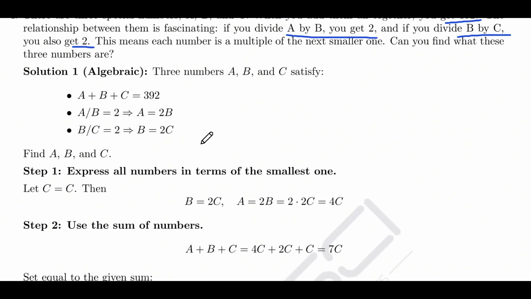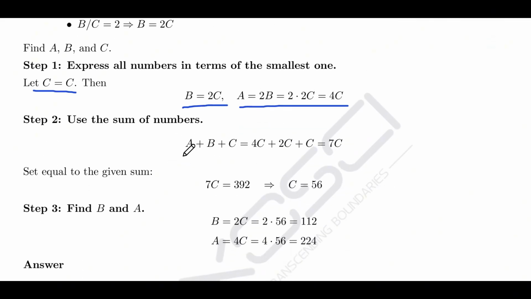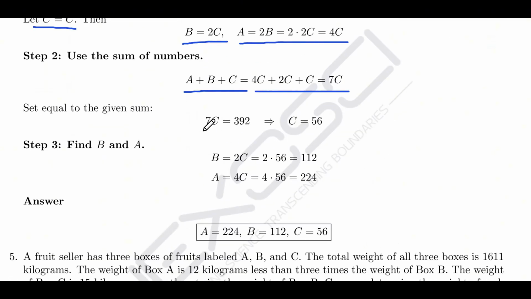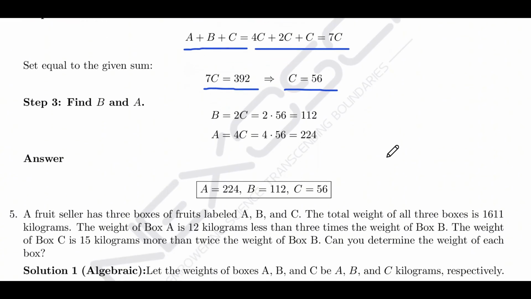We always want to start with the smallest number to avoid fractions, so let's say C is 1 share. Since B is twice as big, B is 2 shares. Since A is twice as big as B, A is 4 shares. If we add those up, 1 plus 2 plus 4, we get a total of 7 shares. We take our total sum of 392 and divide it by 7, which gives us 56. That means the smallest number, C, is 56. B is twice that, or 112, and A is twice B, which is 224.